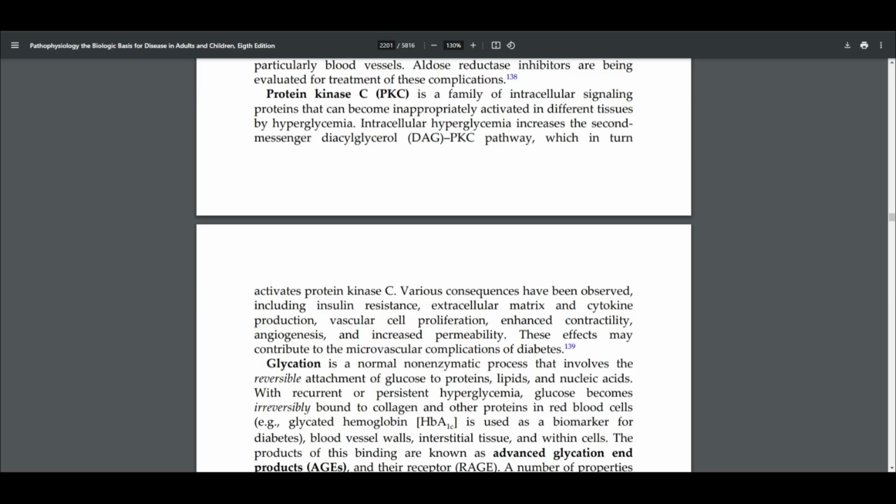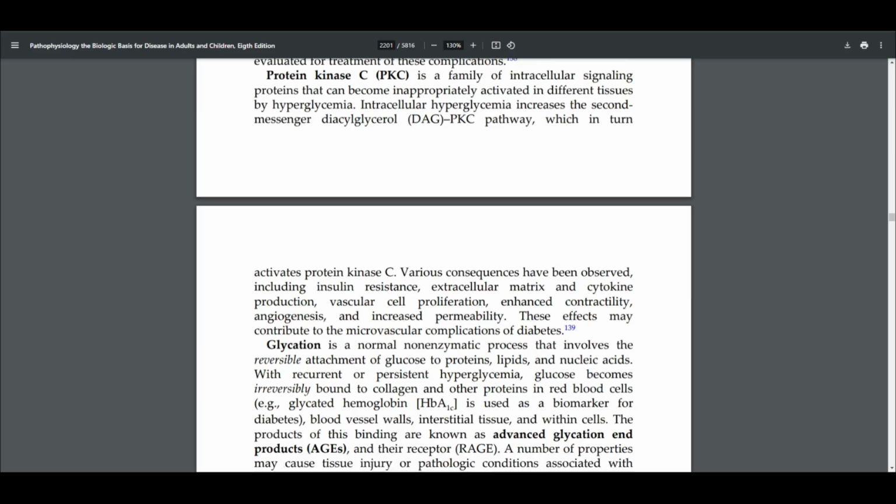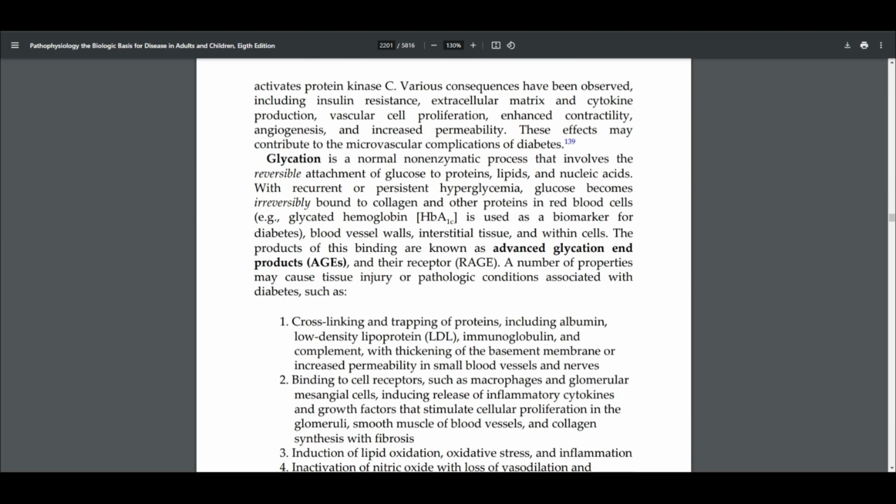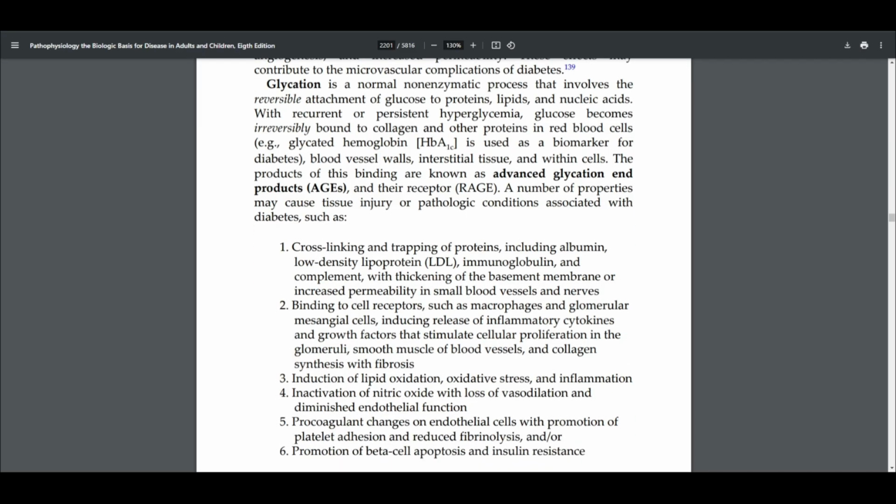Intracellular hyperglycemia increases the second messenger diacylglycerol pathway, which in turn activates protein kinase C. Various consequences have been observed, including insulin resistance, extracellular matrix and cytokine production, vascular cell proliferation, enhanced contractility, angiogenesis, and increased permeability. These effects may contribute to the microvascular complications of diabetes.